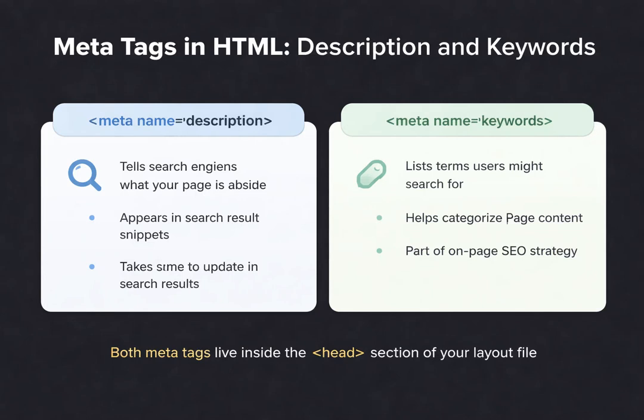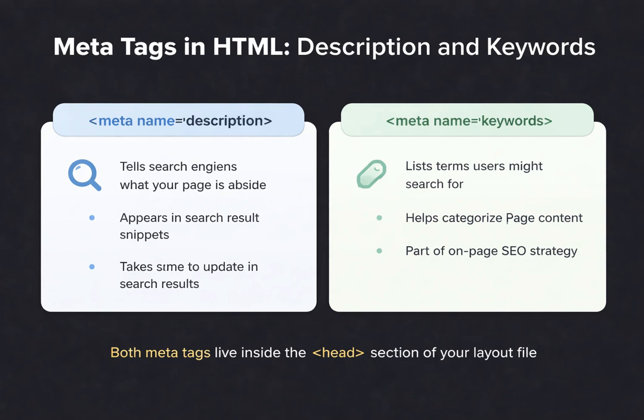Continuing from where we left off with the title tag, there are two more meta tags that are essential for SEO, the meta description and the meta keywords. Now, if you've ever right-clicked on a web page and viewed the page source of any well-optimized site, you'll notice these meta tags sitting right there in the head section. Let's break down what each one does.